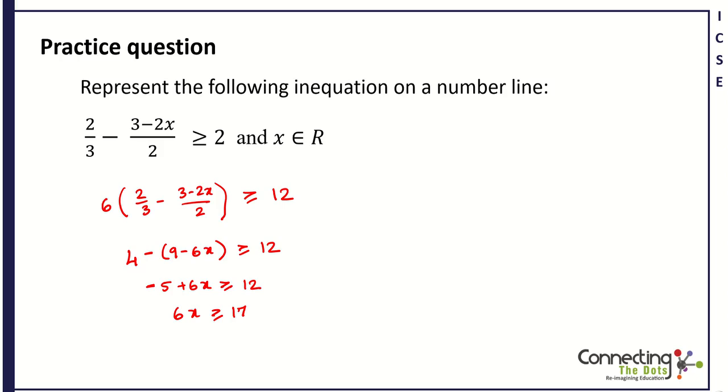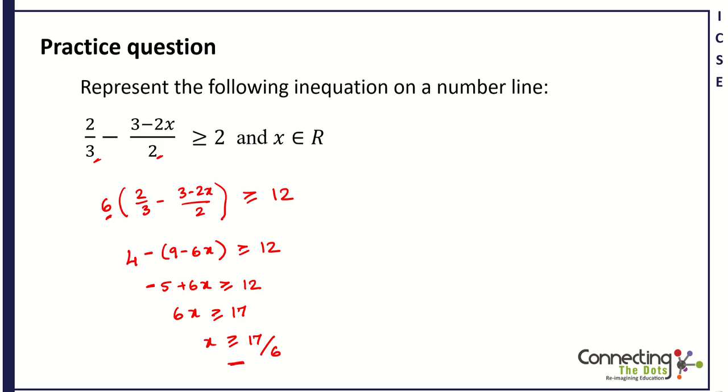So we are using every one of the rules that I discussed earlier to simplify this. First, I multiplied both sides of the inequation by 12, by 6, I'm sorry, so that I can get rid of these denominators. 6 happens to be the LCM of 3 and 2. So we get 4 minus 9 multiplied, 9 minus 6x is greater than or equal to 12, and so x is greater than or equal to 17 by 6.